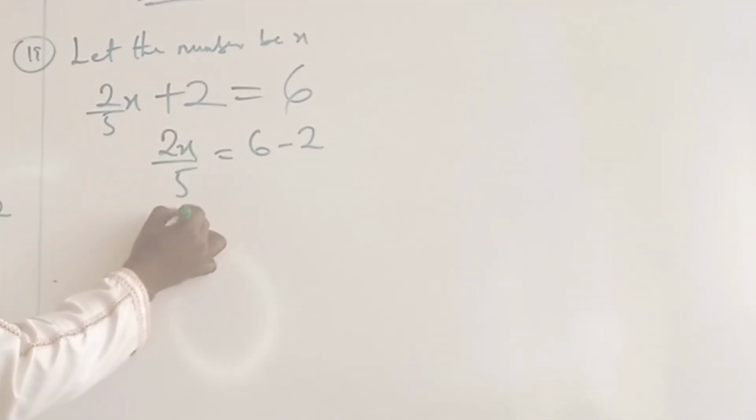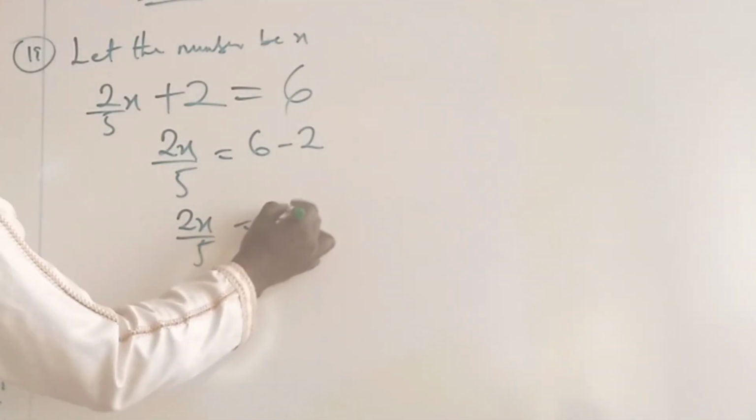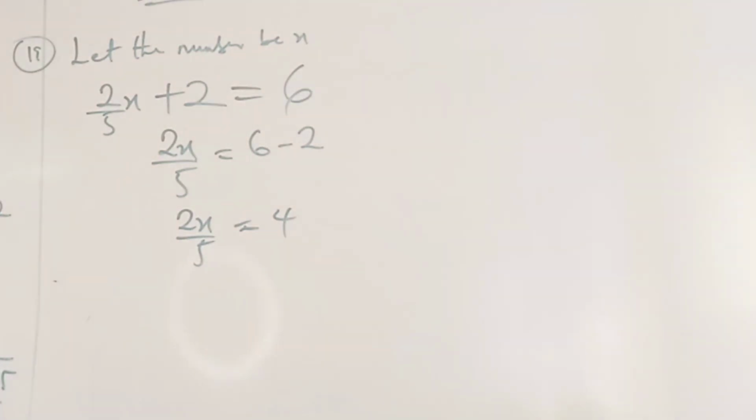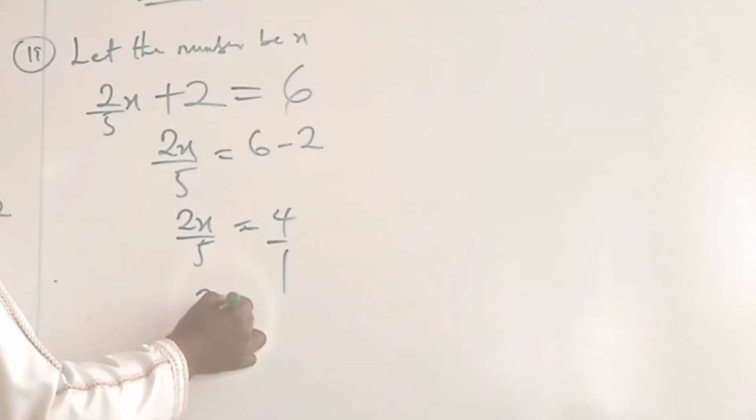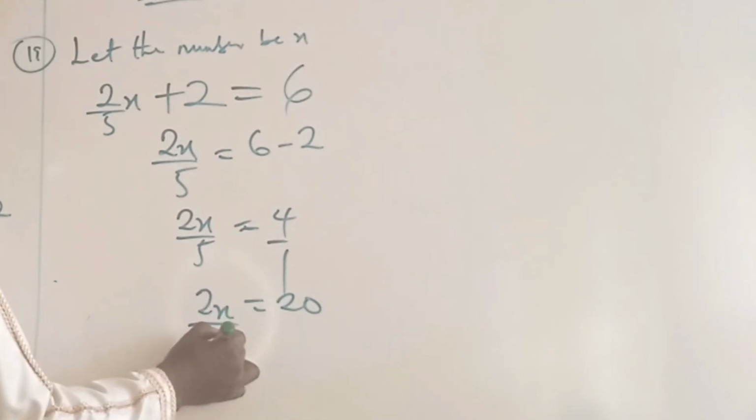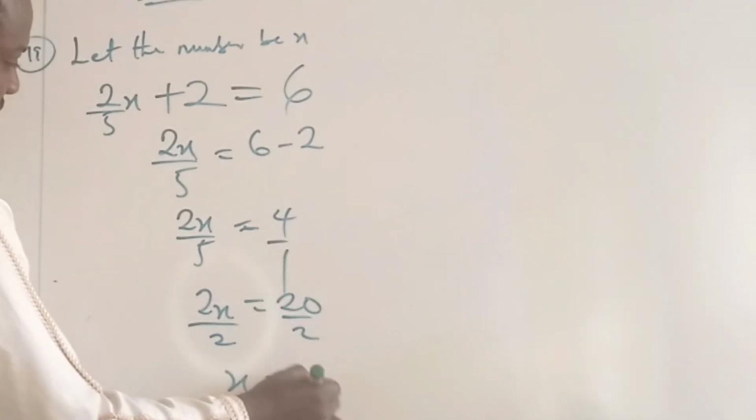So this will give us 2x/5 equals what? 4. So multiply both sides by 5. Of course, multiply. So you have 2x equals what? 20. Divide both sides by 2. So x equals what? 10.